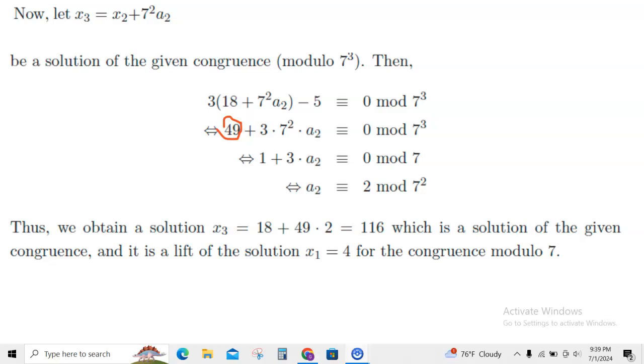And now what value of a2 would satisfy this? So when you give a2 equal to 2, this condition is satisfied. So we can write a2 congruent to 2 mod 7. And thus again we get the solution as 2. So we substituted there 18 plus 7 square a2, which is equal to 116, which is a solution of the given congruence, and it is a lift of x1 equal to 4, the congruence modulo 7.